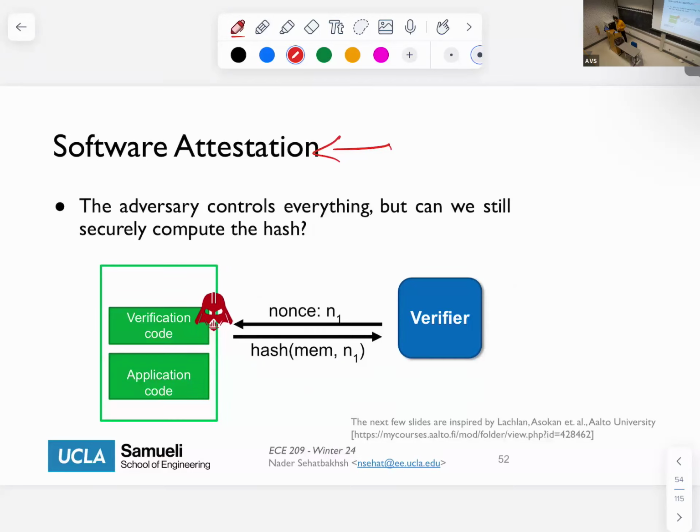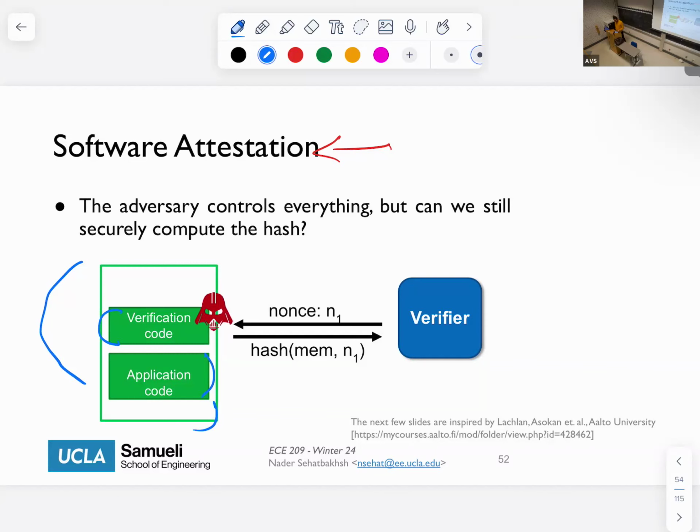So this software attestation, you can think about it as a sequence of software within this prover device. Again, the prover is the device that we want to establish trust on, okay? What we're going to say is that my software attestation essentially has two types of code. There is one piece of code that we call the verification code. Think about it as just one function or one application. And you have many, many other applications in your system. These are just your regular applications. It could be one, it could be many, okay?